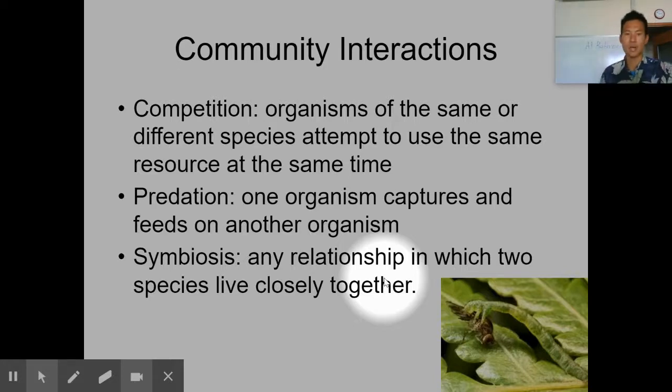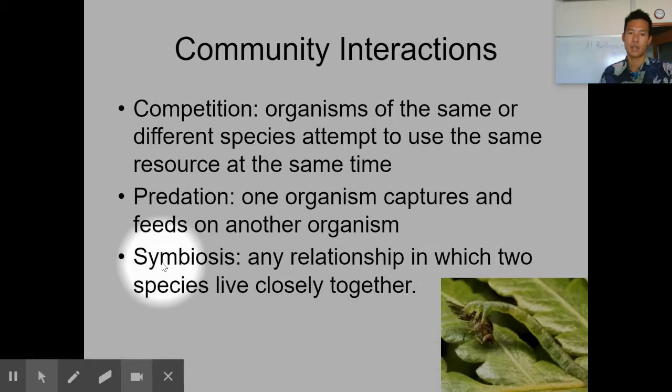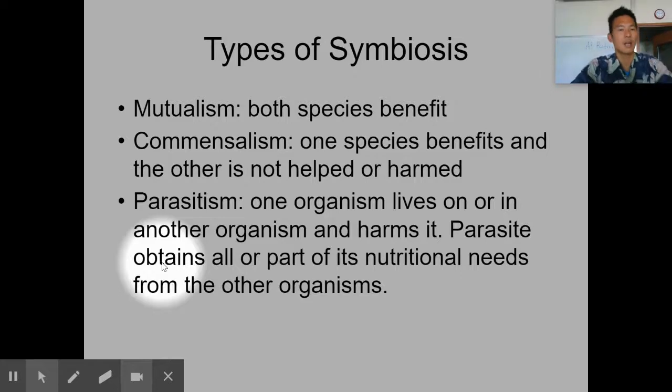Next is symbiosis. There are actually three different kinds of symbiosis, and I'll cover them next. Now symbiosis is defined as any relationship in which two different species, it has to be two different species, that live closely together. Your three kinds of symbiosis.